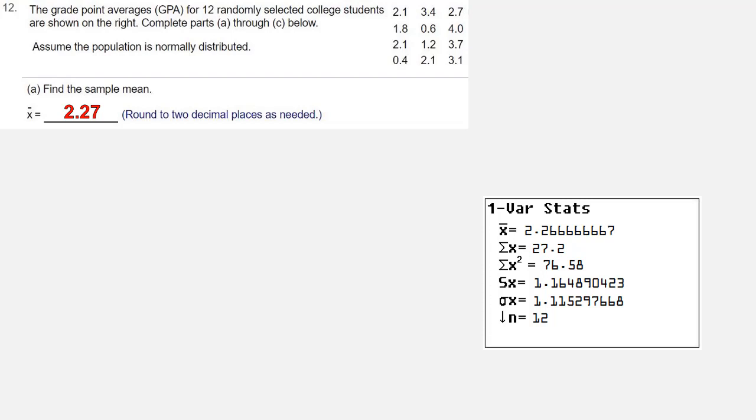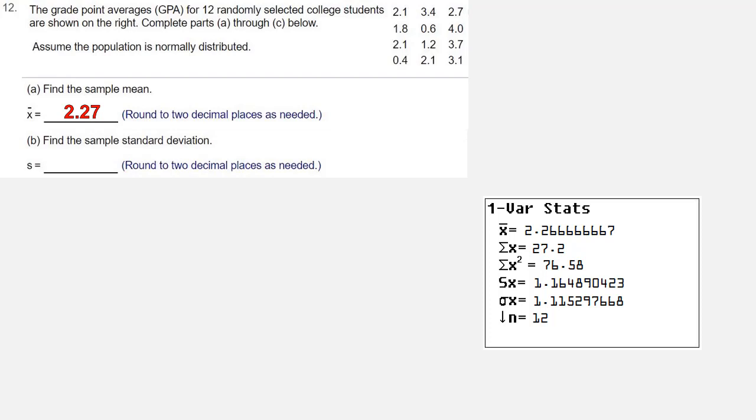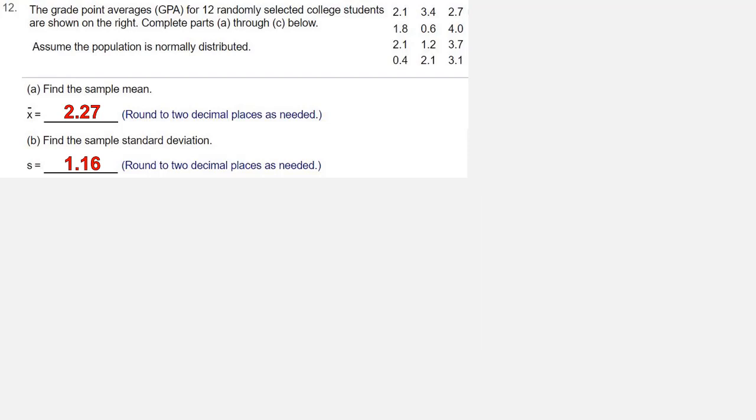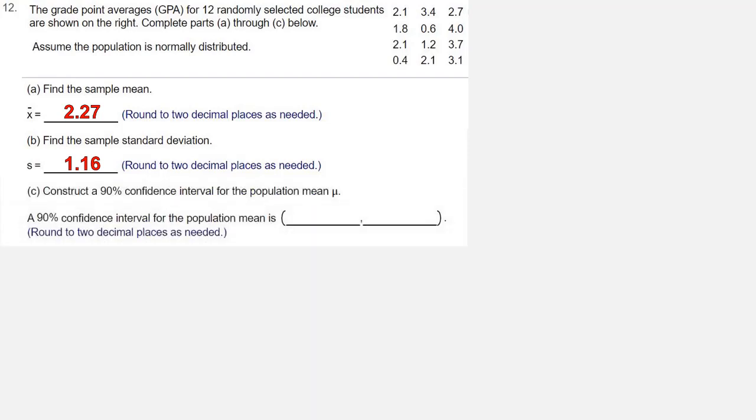The next thing we're asked to do is to find the sample standard deviation. When you use the calculator, it doesn't know if you're looking at a sample or a population, so it calculates both standard deviations, Sx and sigma x. Sx is the standard deviation if it's a sample. Sigma x is the standard deviation if it's a population. Since this is a sample, we use the Sx value, which rounded to 2 decimal places is 1.16. The next question is to build the 90% confidence interval.